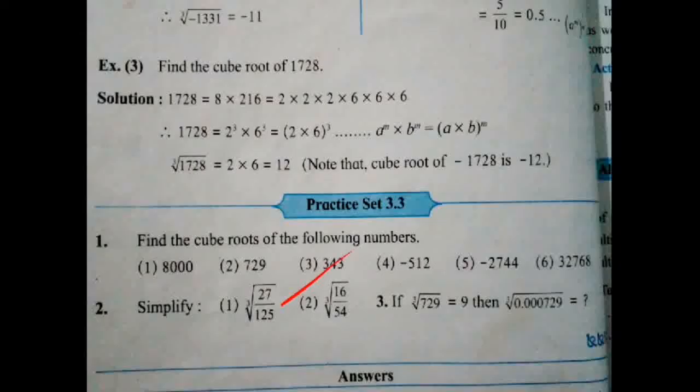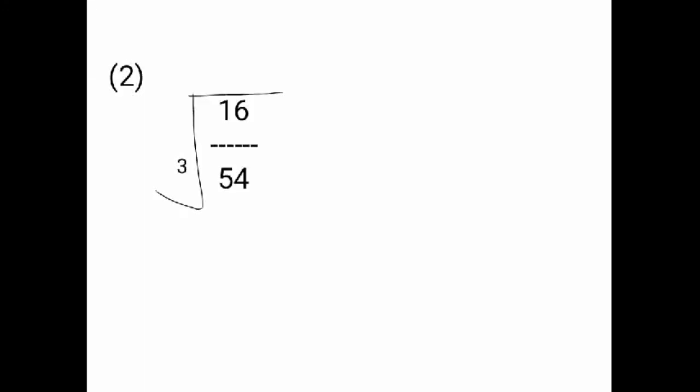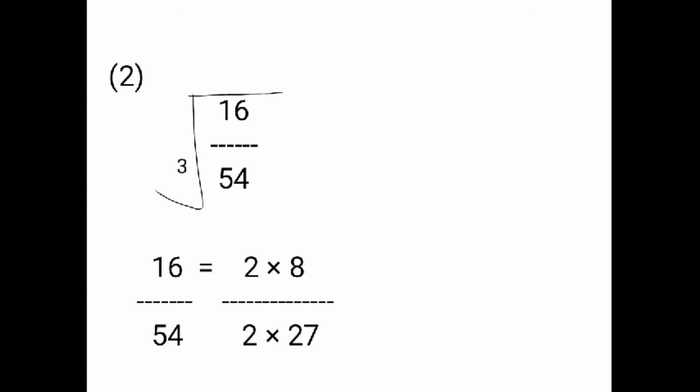Next, cube root of 16 upon 54. You don't have the cube of the number 16 and 54. So both are in the 2 table, 16 and 54. Write in multiplication form of the 2 table. 16 upon 54 is equal to 2 8s are 16 upon 2 27s are 54. Now here this 2 and 2 get cancelled. After cancelling 2 in numerator and denominator, what will remain? 8 and 27 will remain.